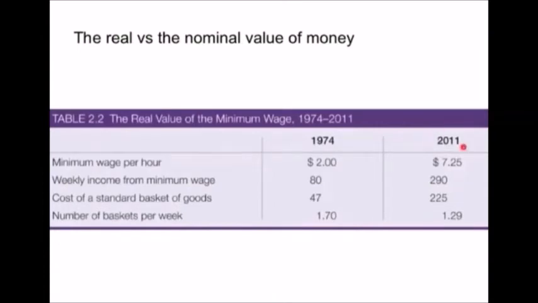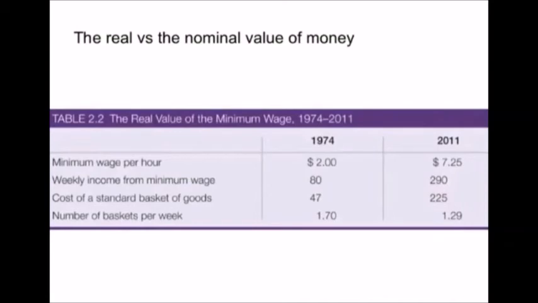Now let's look at 2011. The nominal minimum wage is $7.25. But prices were higher in 2011 than they were in 1974. So much higher that that same basket of goods cost $225 instead of $47. So if you worked 40 hours in a week, earning $7.25 per hour, you'd get $290. That $290 would buy you 1.29 baskets of goods, because the price of the basket of goods is now $225.